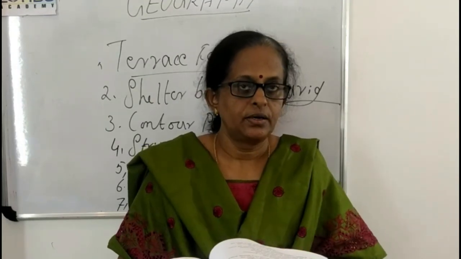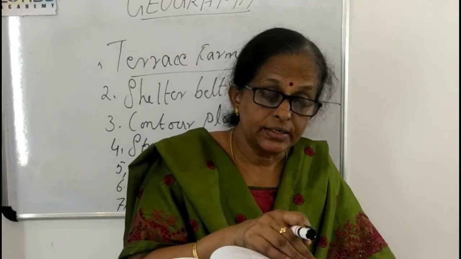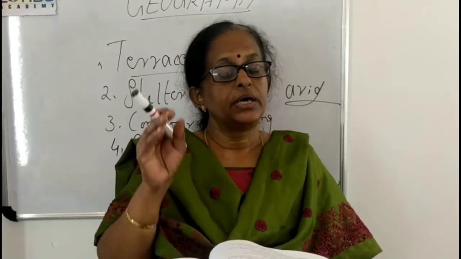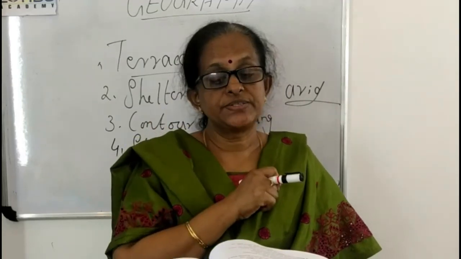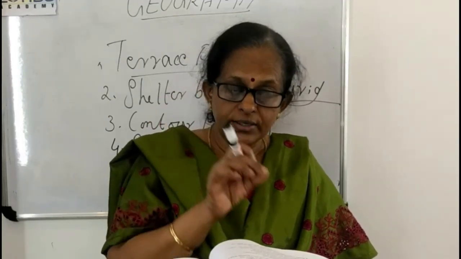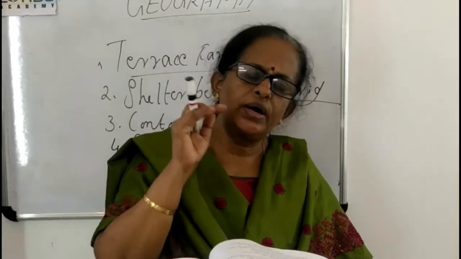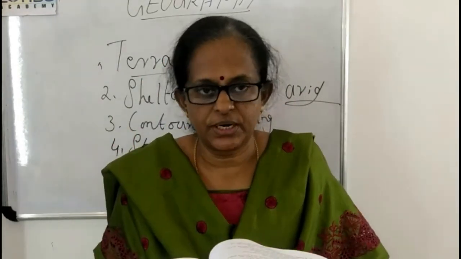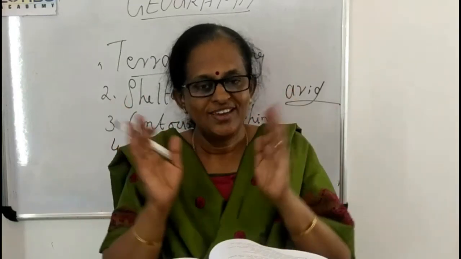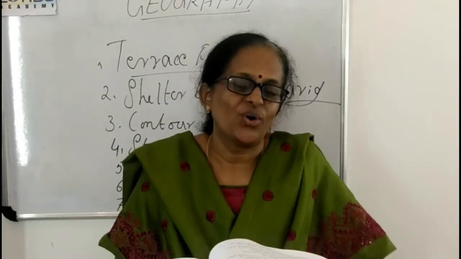Clear? Then first one, integrated watershed management. Then control of shifting cultivation, use of biofertilizers, and rainwater harvesting. These all schemes, you only learn the names, nothing else. Okay, now we completed the chapter soil resources.